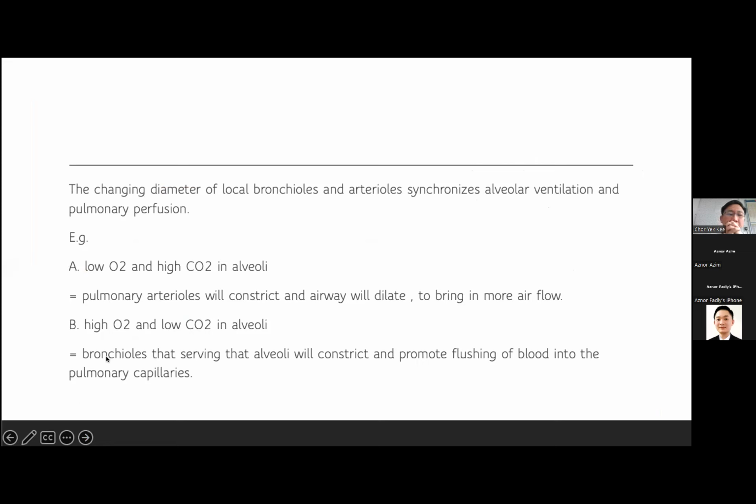So the changing of diameter of the bronchus and the arteriole synchronizes alveolar ventilation and pulmonary perfusion. For example, when you have low oxygen and high carbon dioxide in the alveoli, pulmonary arteries will actually constrict and the airway will dilate so that it brings in more airflow. But in another condition where you have very high oxygen and very low carbon dioxide in the alveoli, the bronchioles will actually constrict. So it promotes more blood to flush into the pulmonary capillaries.